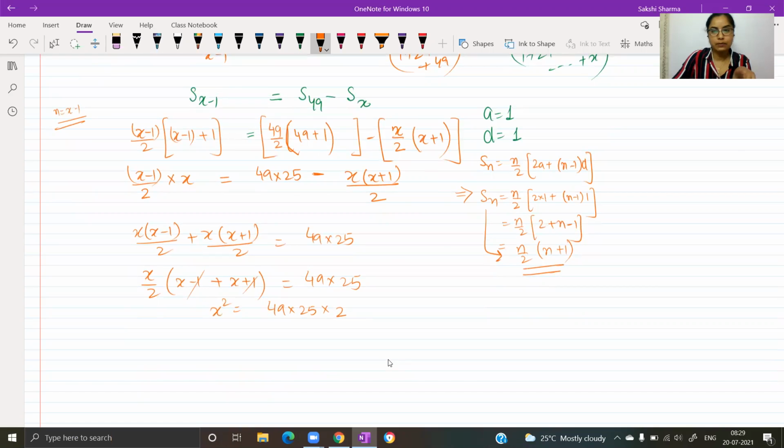Kindly check if I have done correctly till here. I think I've missed something. This becomes a square, that becomes a square. There is 25 by 2.